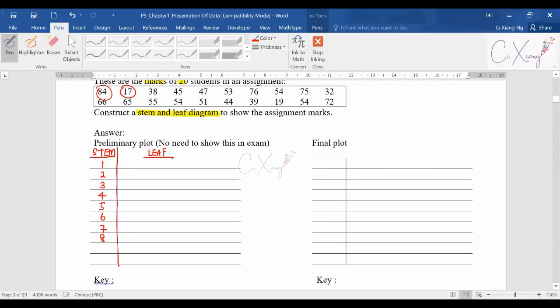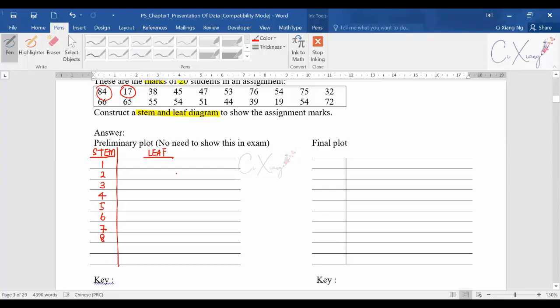Okay, so I put 1 until 8 because the smallest number is 17 and the largest number is 84. So that's why I arrange my stem in proper order first, from the smallest number to the largest one, until 8. I didn't include the 9 because there's no data with first digit 9.